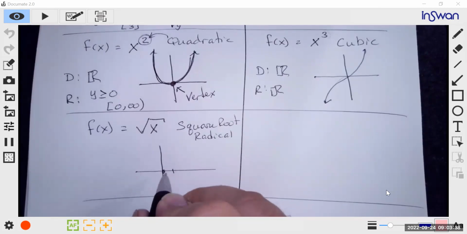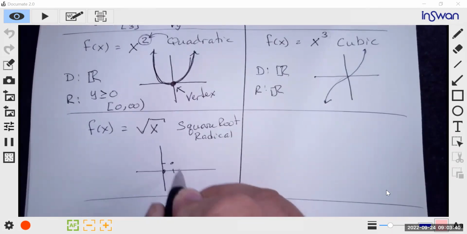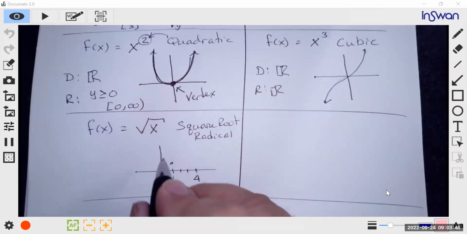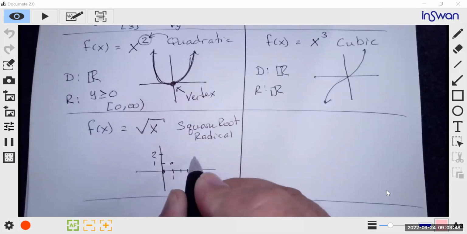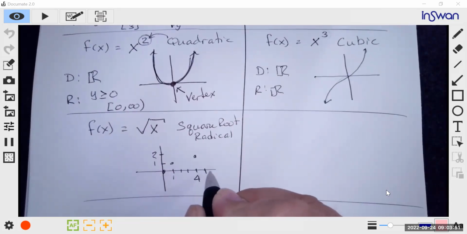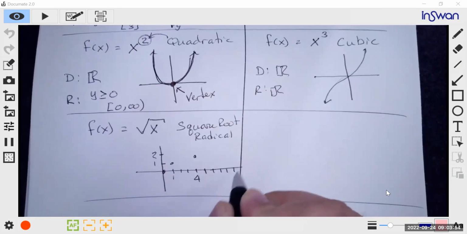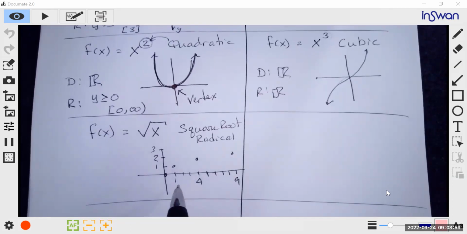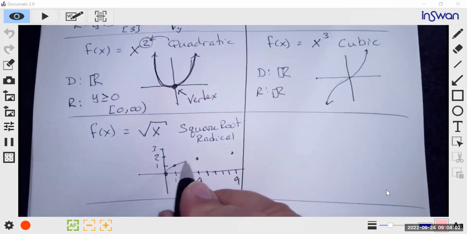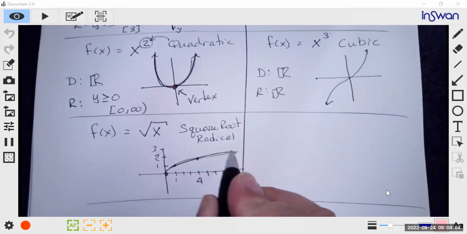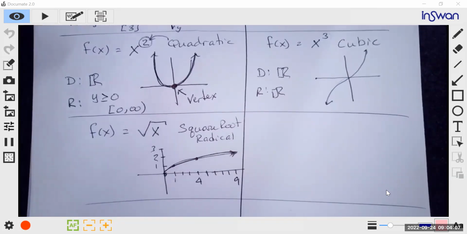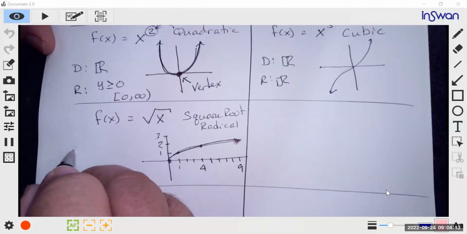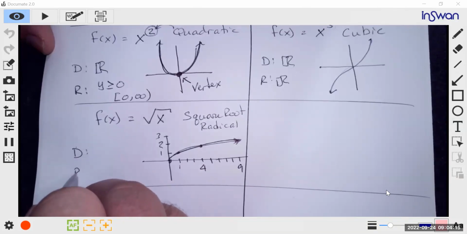Square root of 1 is what? 1. Square root of 4. Square root of 9? 3. So you see how far it goes out before it goes up one? This is a very slight curve. But it cannot be negative. And the answer cannot be negative. So what's the domain?